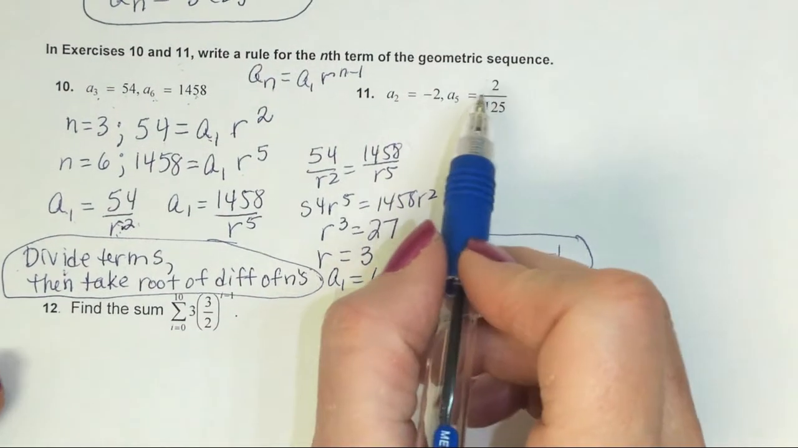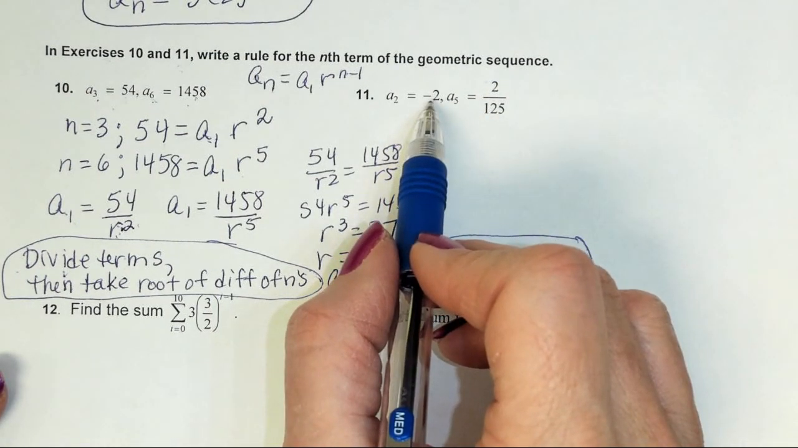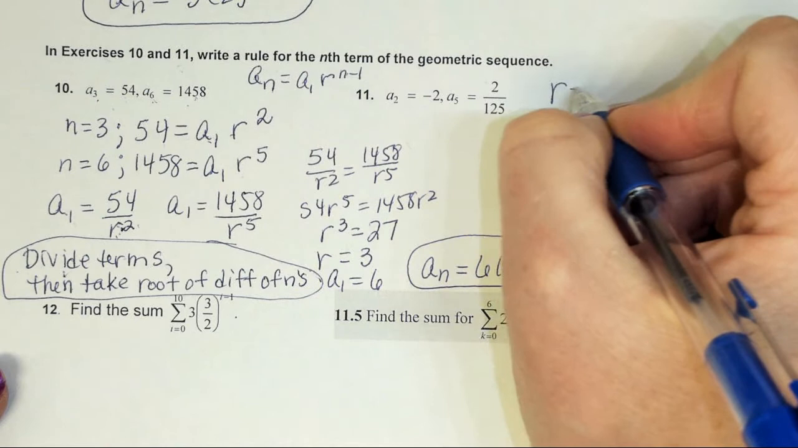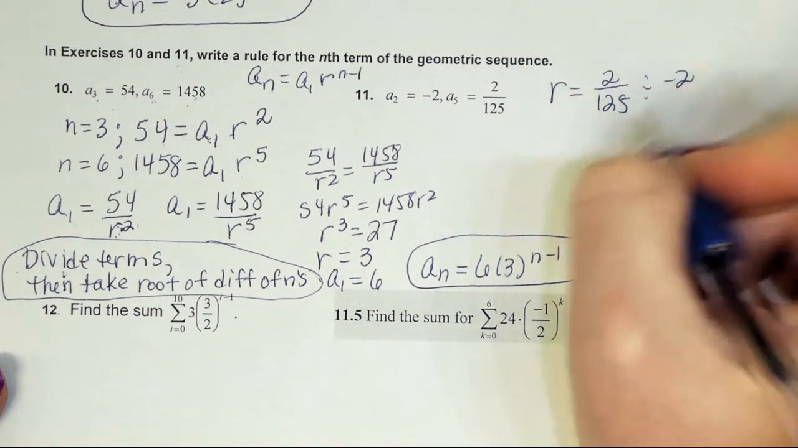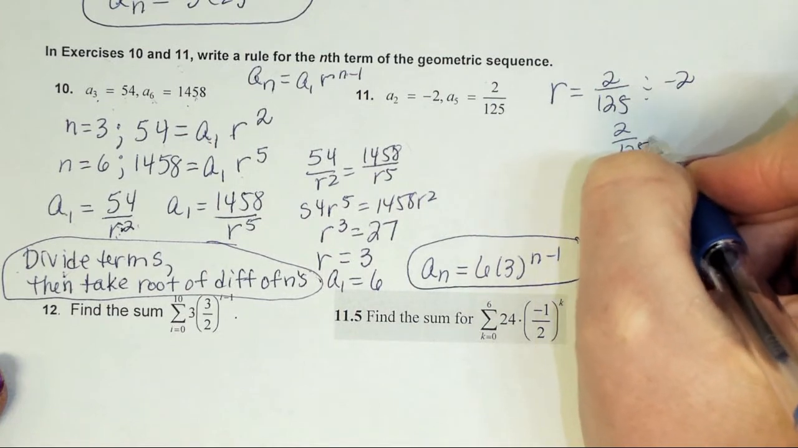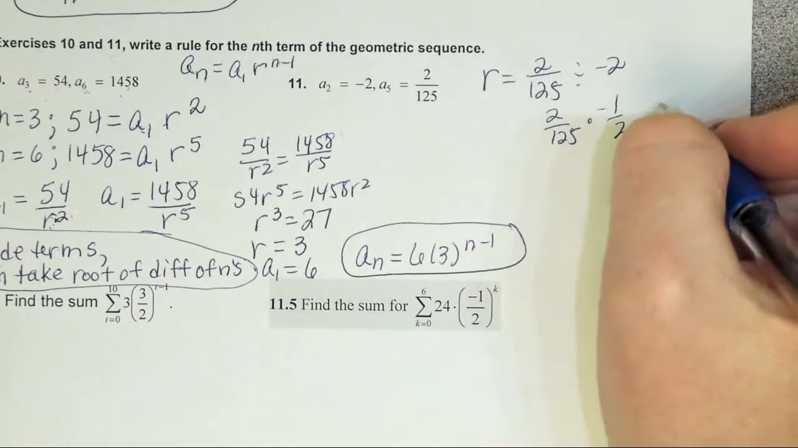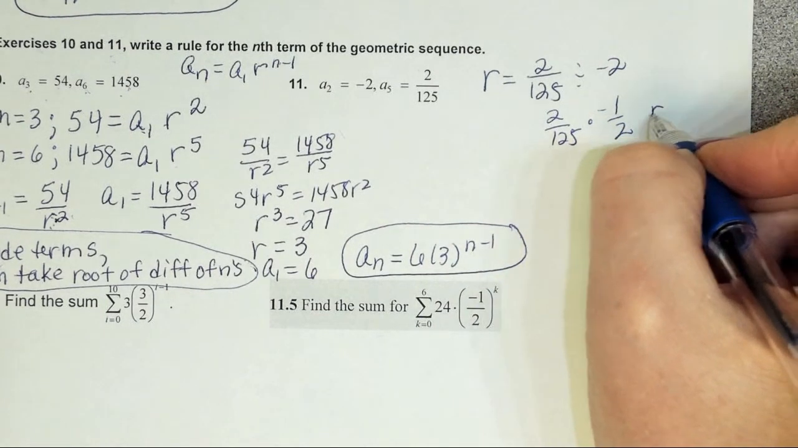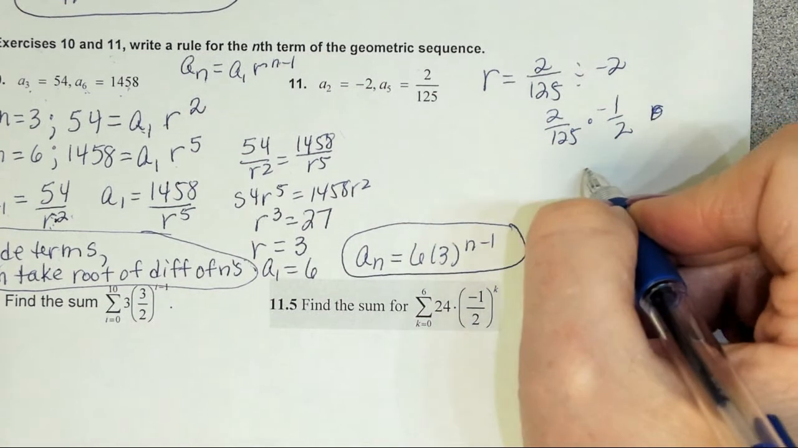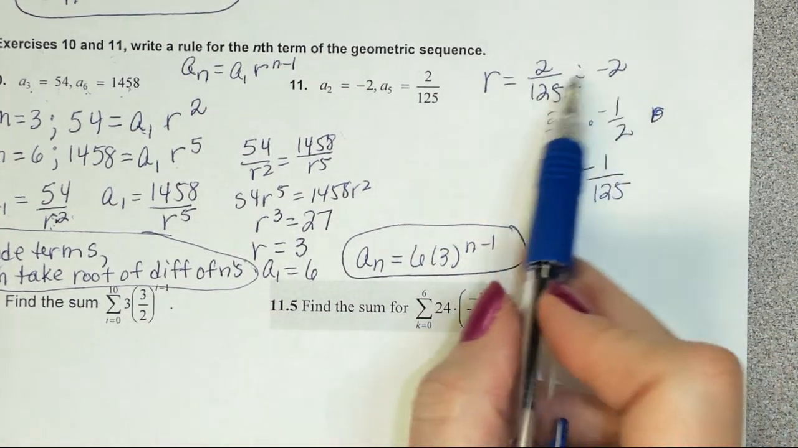All right, so let's do it here now. So what do I do with my 2 over 125 and my negative 2? What do I do with those two values to find r? Divide them. So I have 2 over 125 divided by negative 2. Well, that's 2 over 125 times negative 1/2. So to start with, that's going to give me negative 1 over 125. So I divided those two.